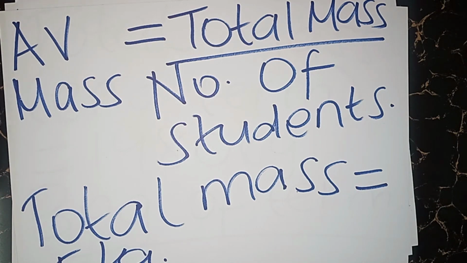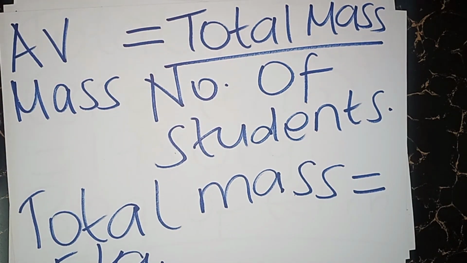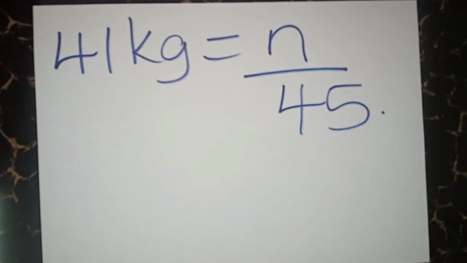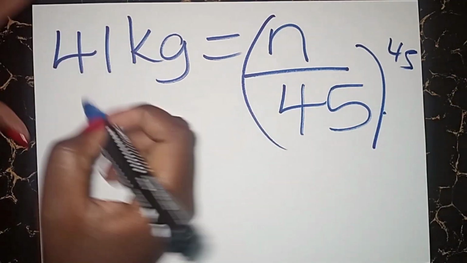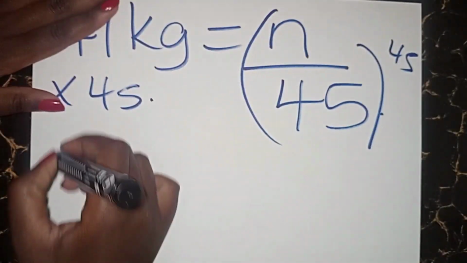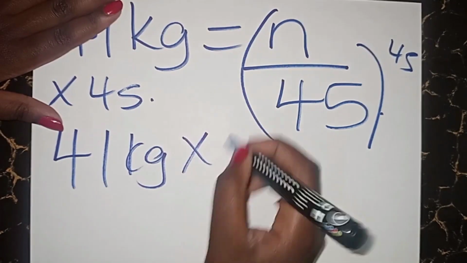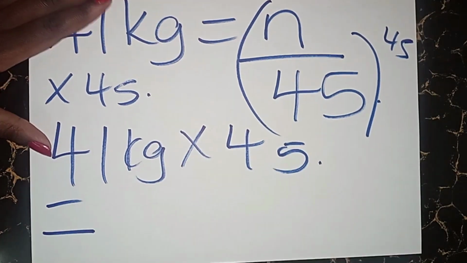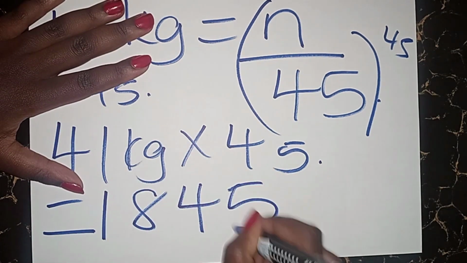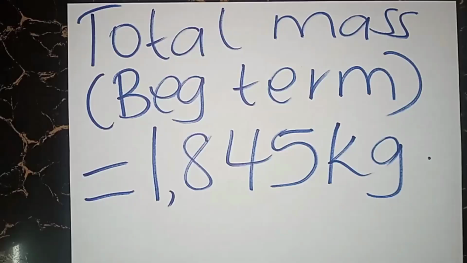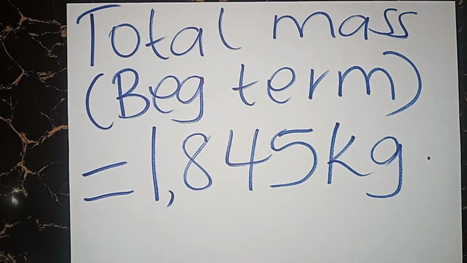So here we are still dealing with the same number of students, so the number of students will remain 45. And in this case, we can denote the total mass with letter N. So now we have, okay, we'll multiply both sides by 45 to remove this 45 here. So we'll multiply this by 45 and this by 45. When you multiply 41 kgs times 45, you're supposed to get 1,845 kgs. This is the total mass at the beginning of the term.